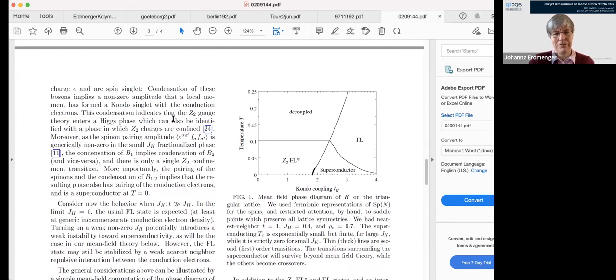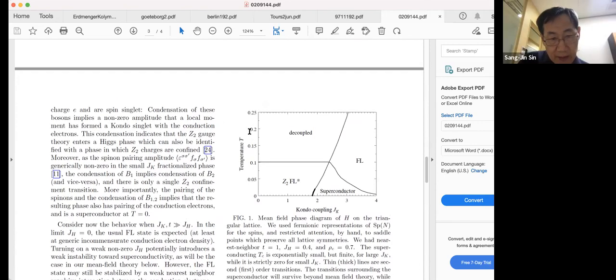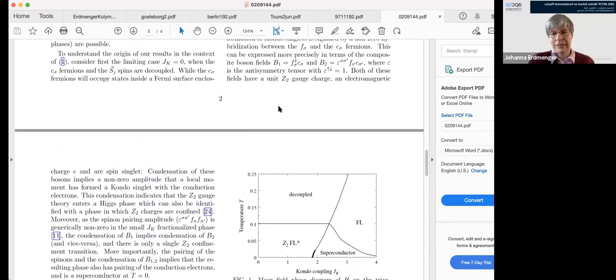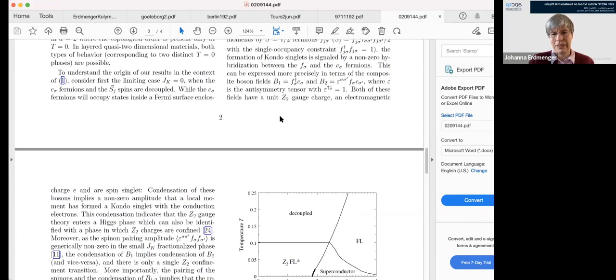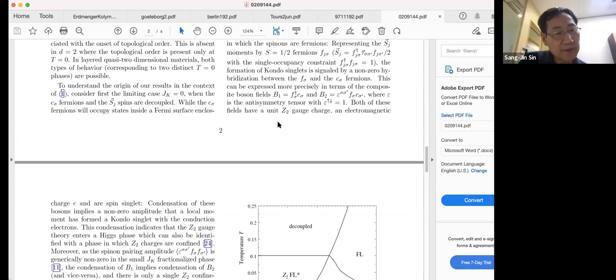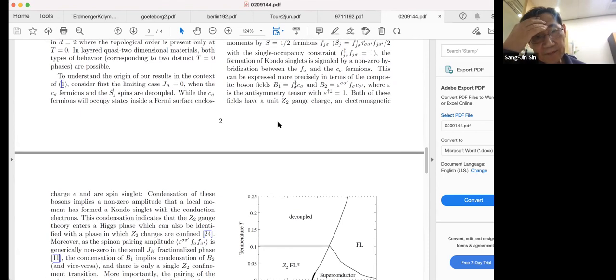They have a discussion of this, just to point out where we can read some more about understanding the question that we discussed before. Did they gauge the U1? Well, it sounds like it, but they are just talking about Z2, so I have to revise why in their case it's Z2 and not U1. No, this is not what I was talking about. Anyway, so you say they didn't gauge here.